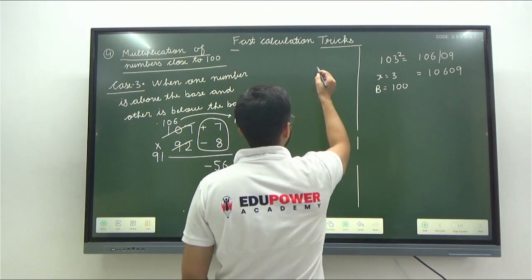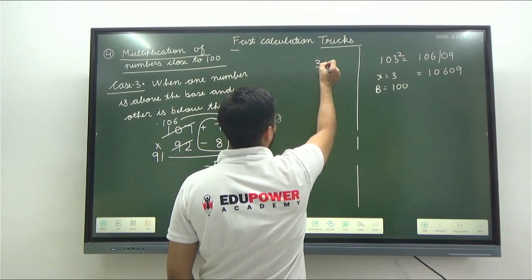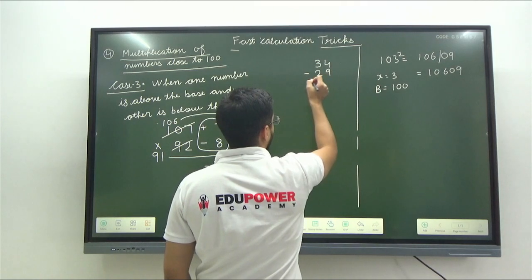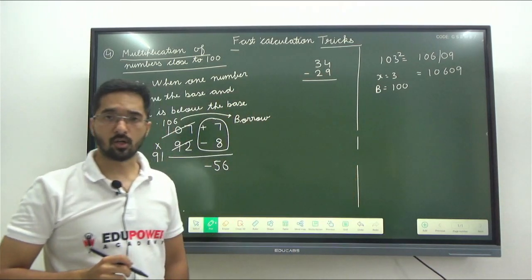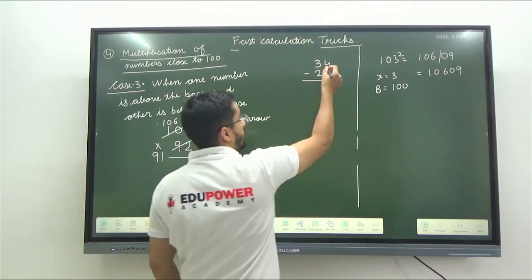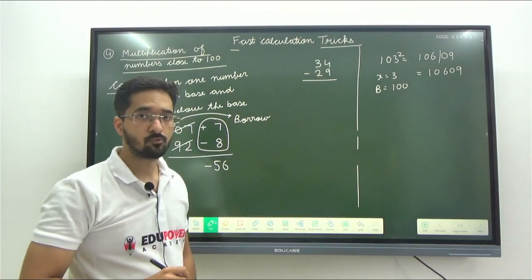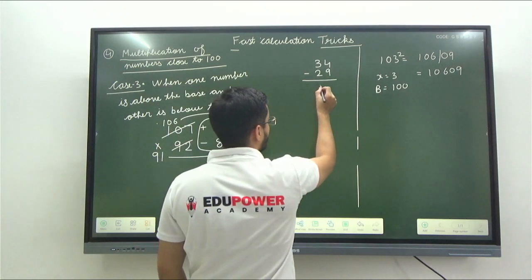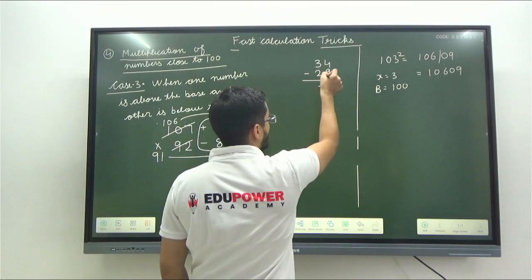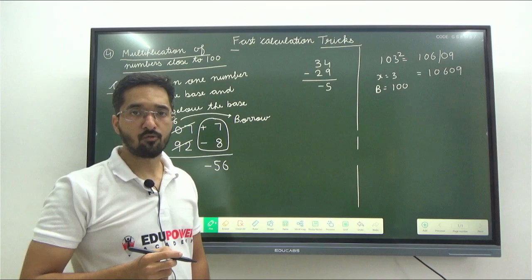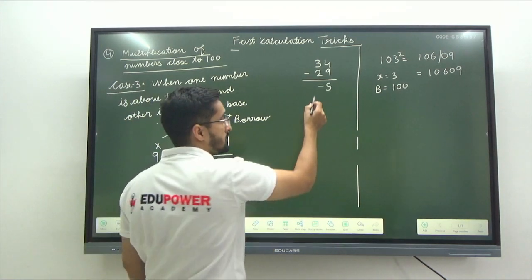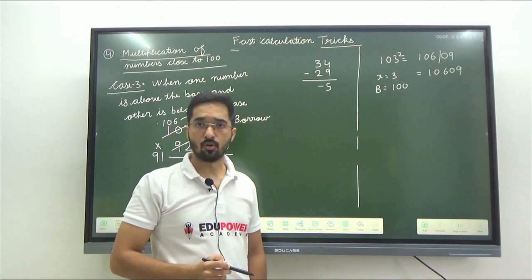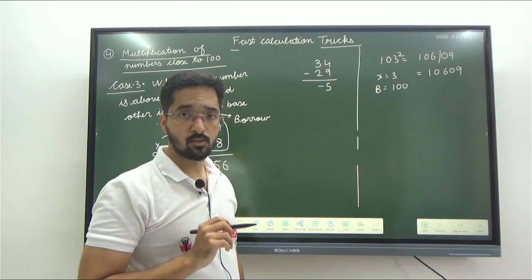So, why do we do this borrowing thing? See, suppose you have to find 34 minus 29. How did you used to do it in the lower classes? 4 minus 9, the answer is minus 5. But do we do it that way? No, we do not write minus here. So, we can't write minus 56 here, this is wrong. What did we used to do in lower classes? We used to borrow.